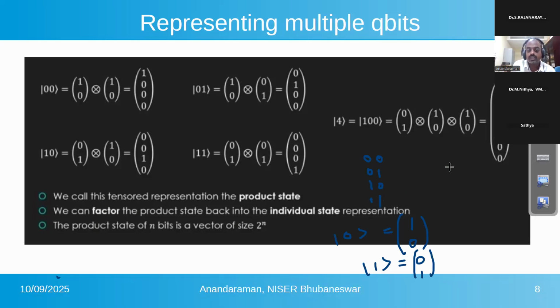00 is the first, so 1, 0, 0, 0. And 01 is the second, so 0, 1, 0, 0. And 10 is the third, 0, 0, 1, 0. And 11 is the fourth, 0, 0, 0, 1.